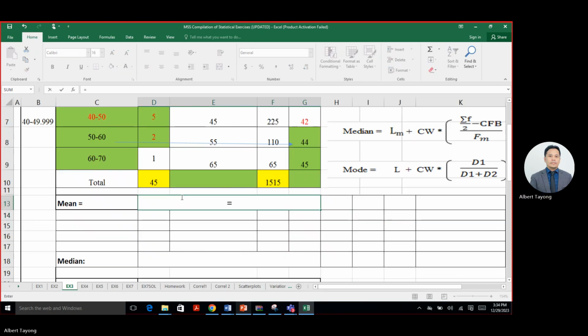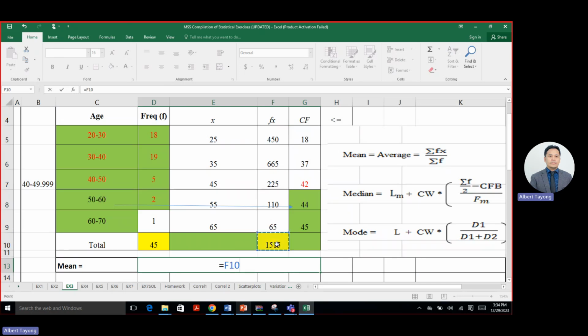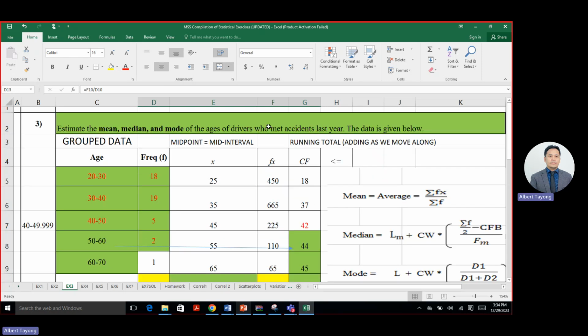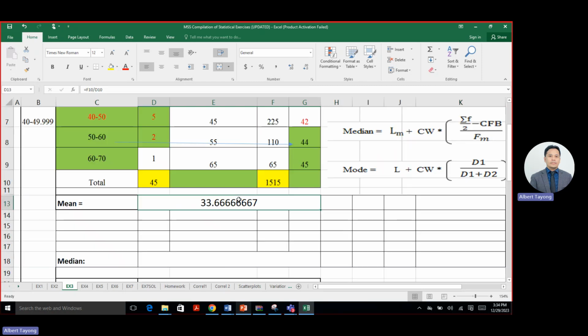So here equals 1515 over 45. 33.6666. It's not mentioned how many decimal places, so you can leave it like that.